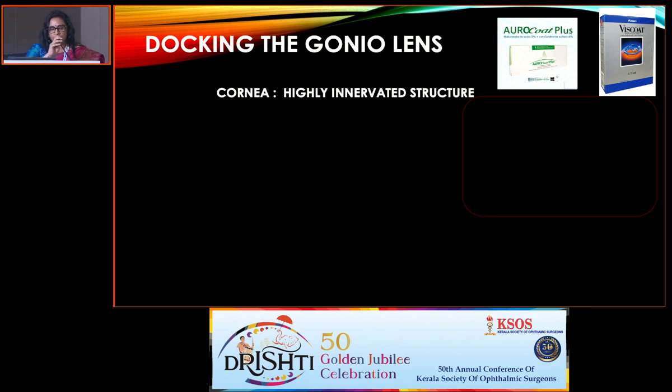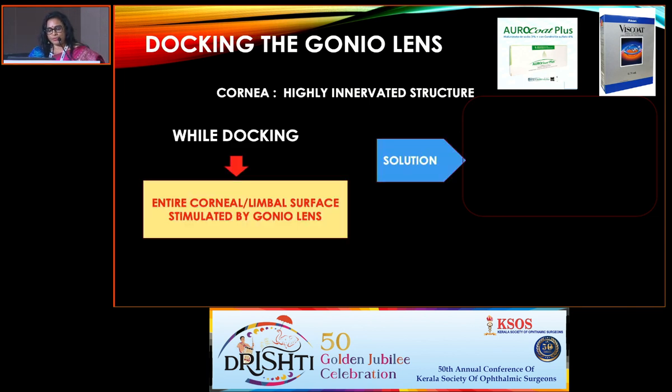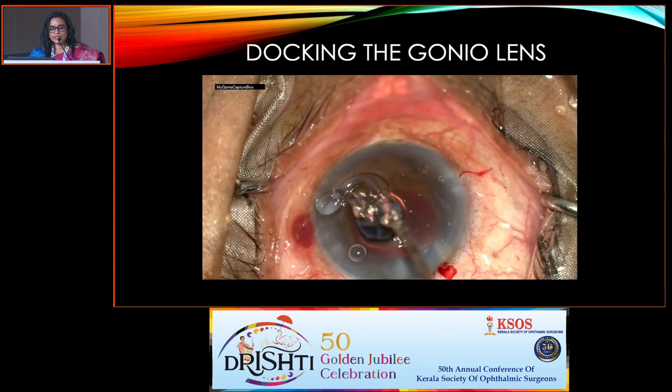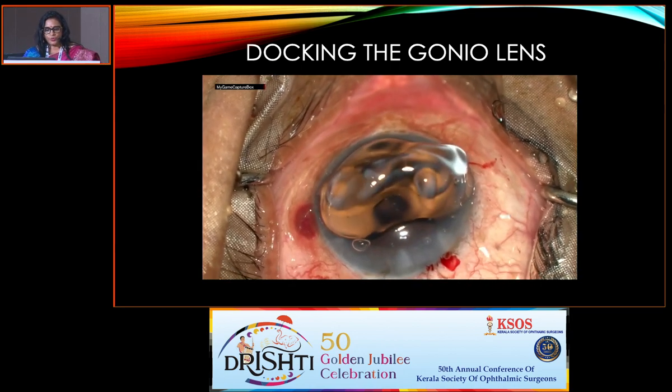Then once you are ready with the patient, the microscope and the lens, now you have to dock the lens. The cornea is highly innervated, so it can be painful. So either you put anesthesia drops, or you put a gel, or you can use a cohesive viscoelastic, coat the cornea, and then you place the lens. So this is the docking video.